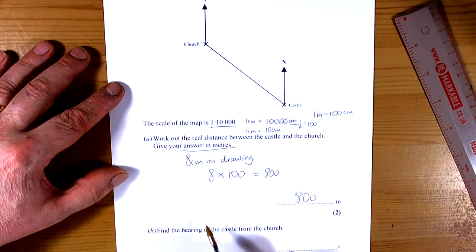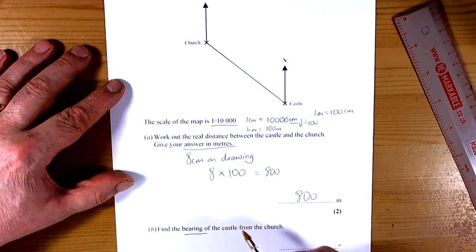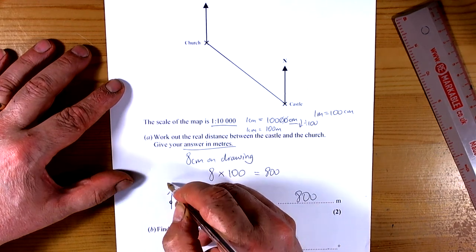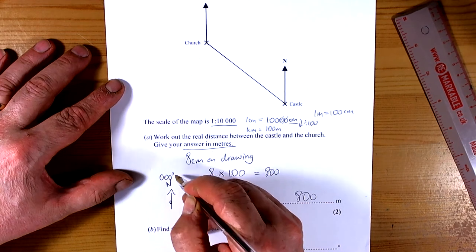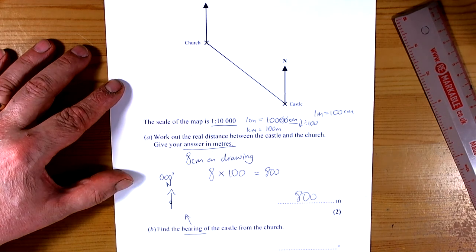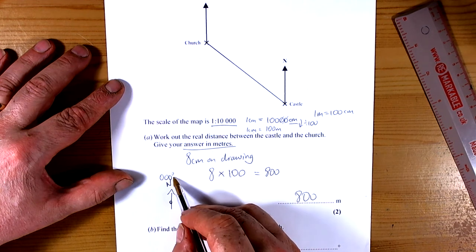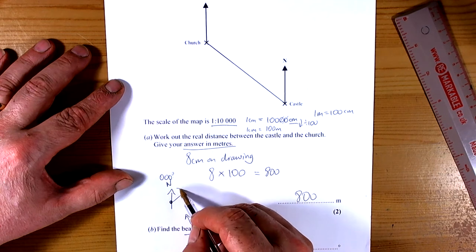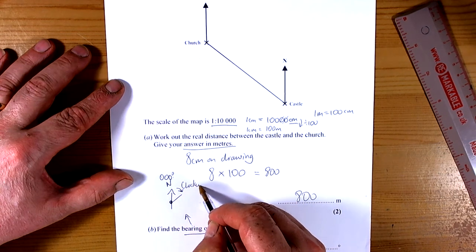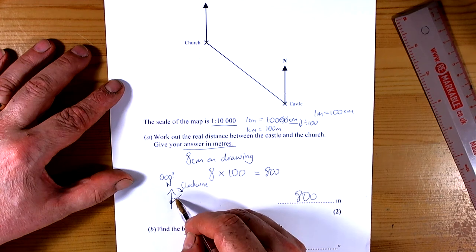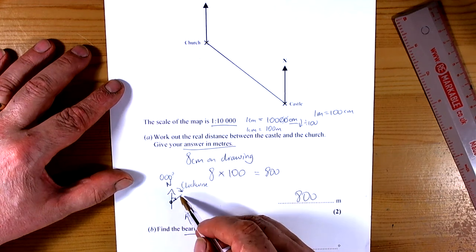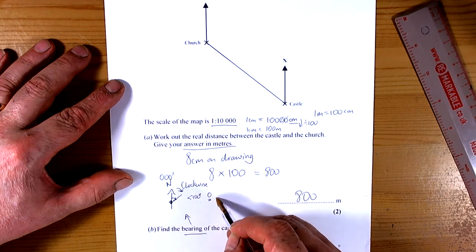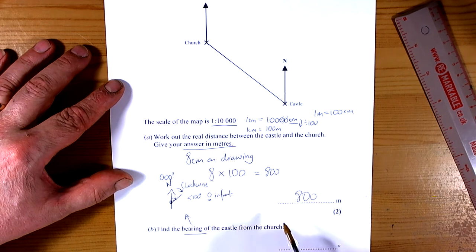Okay, and then the question goes on and says, find the bearing. Now, we've got to remember about bearings. Bearings are always measured from facing north, where north is 0 0 0 degrees, always 3 digits for bearings. And basically, we're measuring in a clockwise direction. That's really important when we do bearings. And we measure the angle turned. And if it's less than 100 degrees, then we always put 0 in front to make it 3 digits.